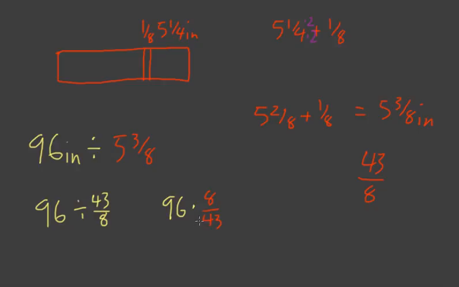Okay, so now the question at hand is, can we reduce anything? And in this case, we cannot. There's nothing we can reduce. We can't factor out anything. So we're just going to multiply straight across. So 96 times 8. Let's make some room. We're running out of room.